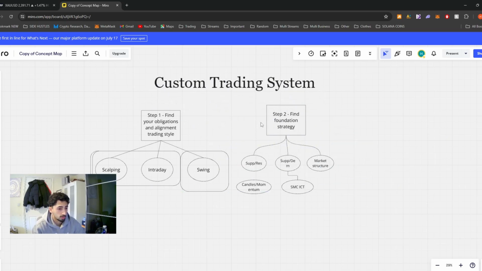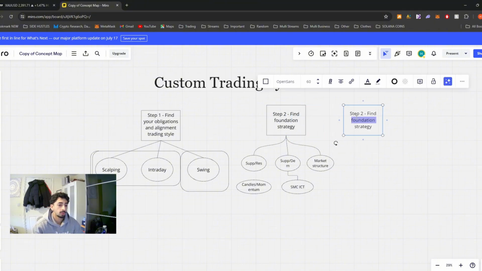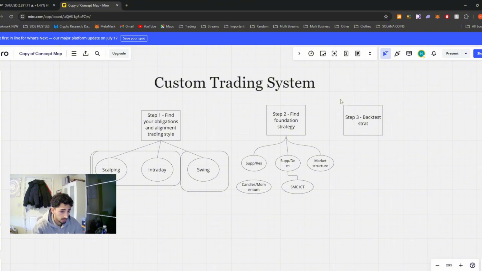And now what you're going to do is step 3. You've got this foundation strategy. Now you want to backtest exactly what they teach. Here we go. Backtest strat. So you want to backtest the strategy that they've given you.